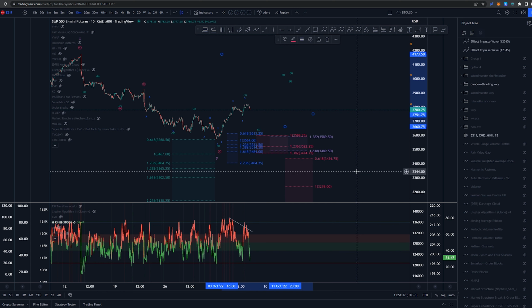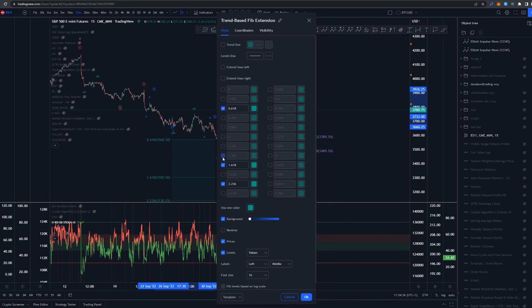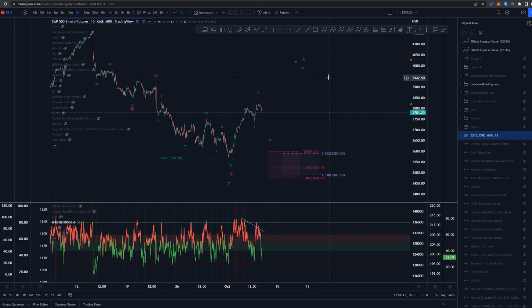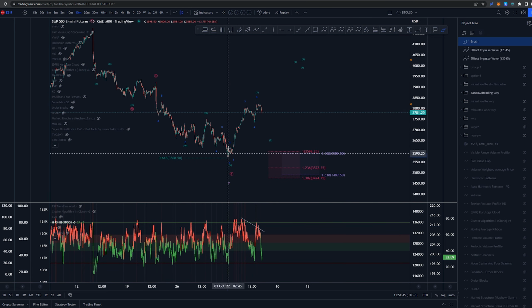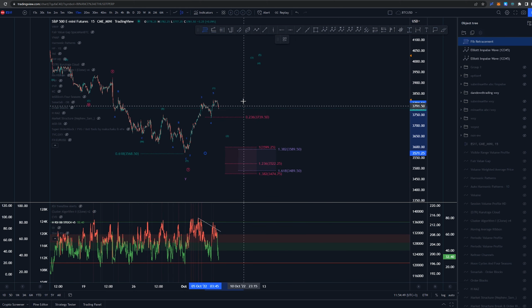Not quite sure what that was. Okay, that should be fine. And then these ones, there we go, that should be fine. But yeah, this would end the count here and have this 5-wave structure up. And now we would be looking for a possible reversal.